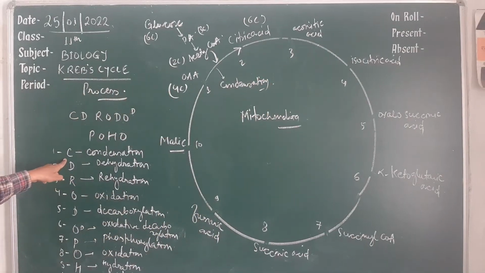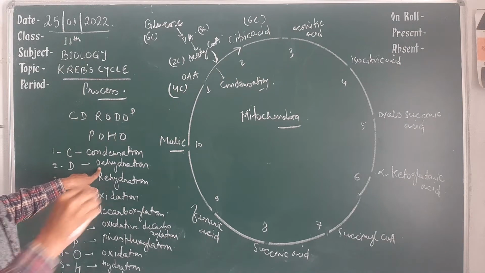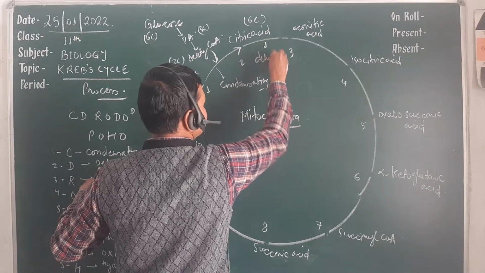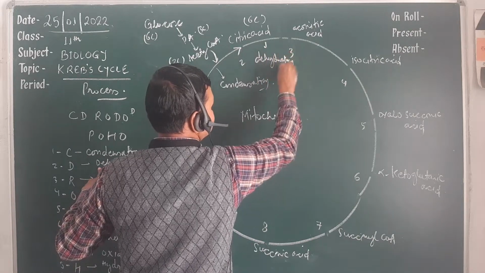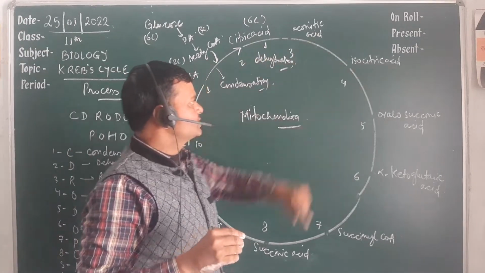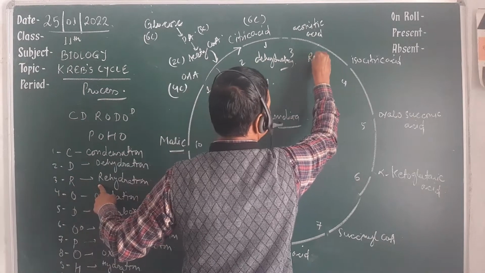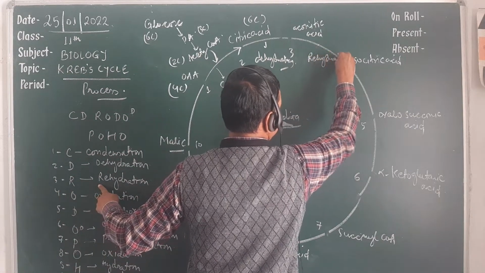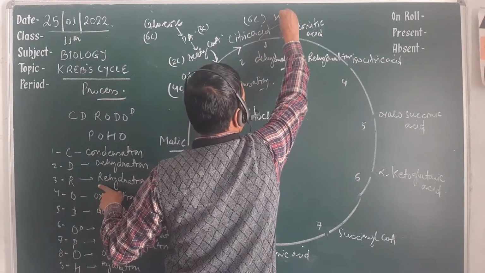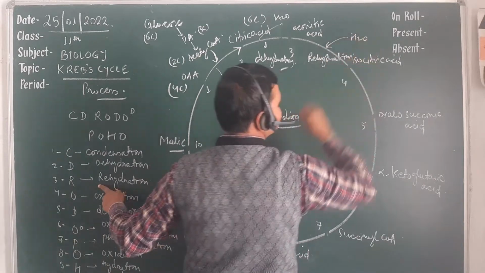Right. Now how does the citric acid convert into aconitic acid? This is dehydration. This will be step number 2. Now aconitic acid will convert into isocitric acid. By which process? Rehydration. What is the meaning of dehydration? There will be loss of water. What is the meaning of rehydration? There will be gain of water. Very easily we can do it.